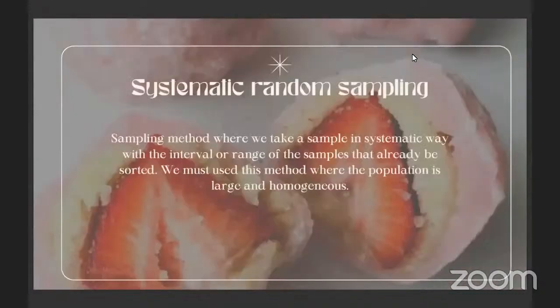The second method is systematic random sampling. This is the method where we take a sample in a systematic way with the interval or range of the samples that are already sorted. We must use this method where the population is large and homogeneous.